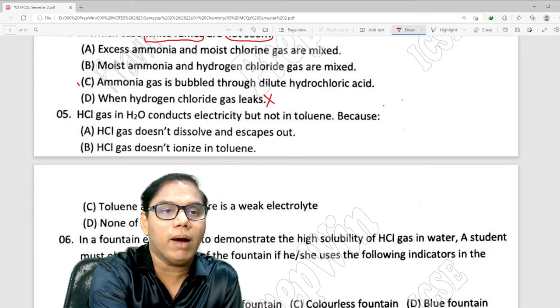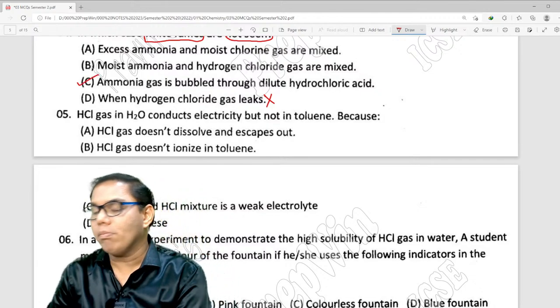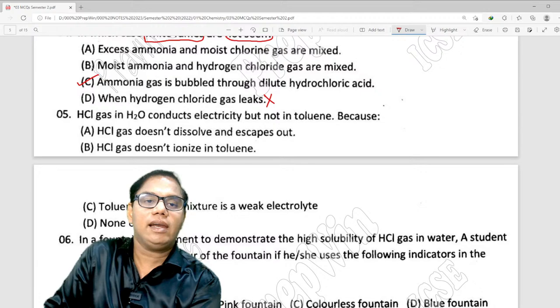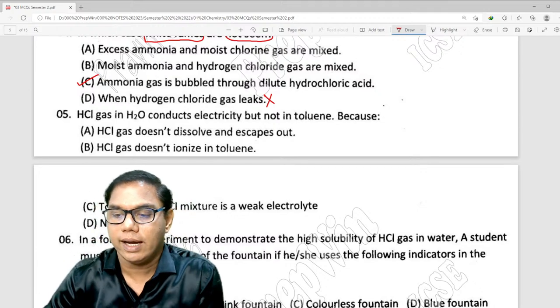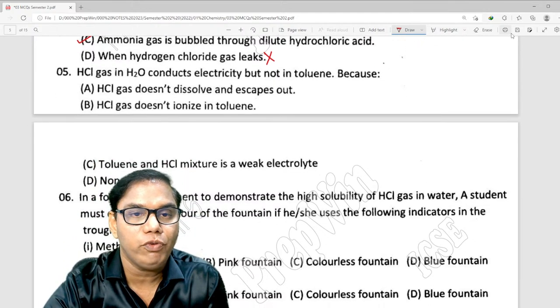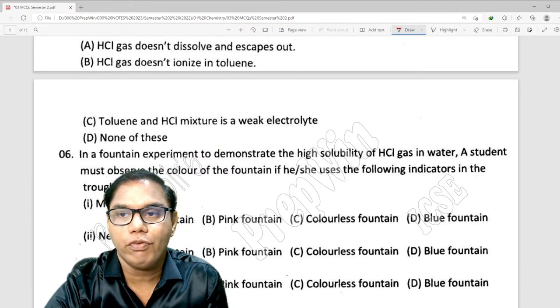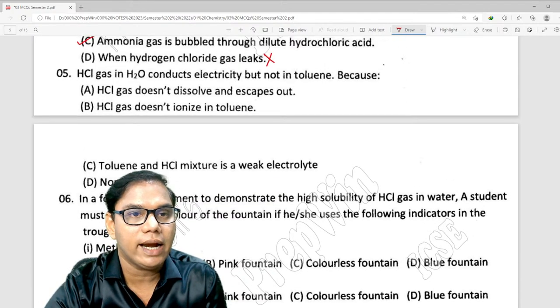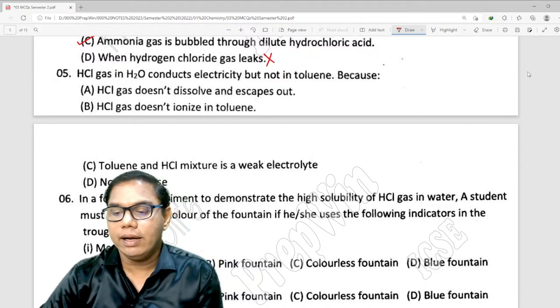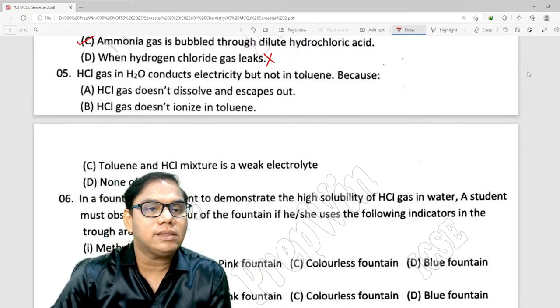See, now it is bubbled. When bubbles are produced inside a liquid, then where will the fumes be seen from? When it is in liquid, where will the fume be seen? Okay, so fumes cannot be seen inside, in an aqueous state, right?